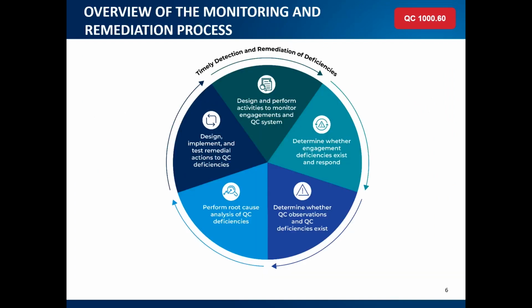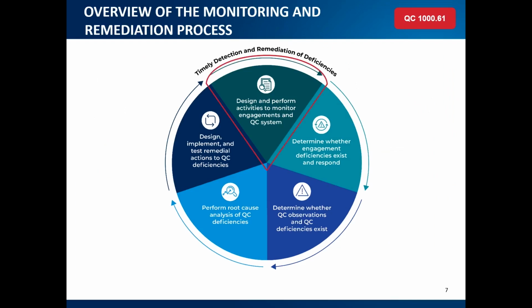So this graphic illustrates parts of the monitoring and remediation process under QC 1000. The firm's monitoring and remediation process consists of designing and performing activities to monitor engagements and the design, implementation, and operation of the QC system, determining whether engagement deficiencies exist and responding to them, determining whether QC observations and QC deficiencies exist, performing root cause analysis of QC deficiencies, and designing and implementing remedial actions to respond to QC deficiencies, and determining whether such actions are implemented as designed and operate effectively.